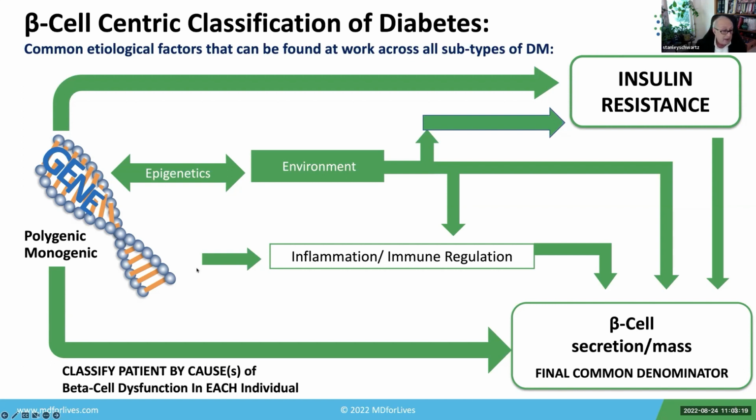The genes, polygenic and monogenic forms, affect the beta cell through multiple mechanisms. The genes interact with the environment, and the environment reflexively interacts with the genes. That's called epigenetics. The environment can affect insulin resistance and inflammation, and the genes can directly affect insulin resistance and directly affect inflammation. The summation is that all these pathophysiological processes affect beta cell function.